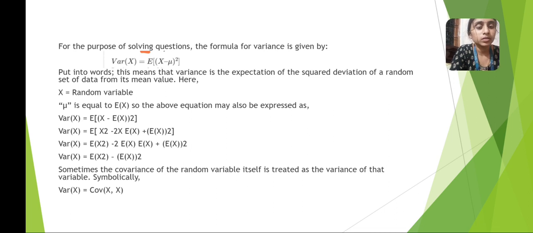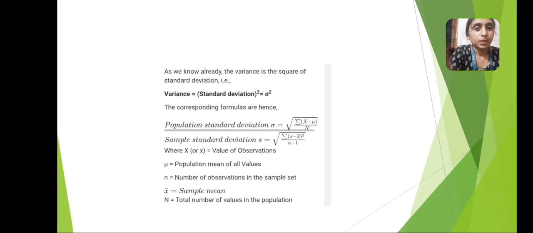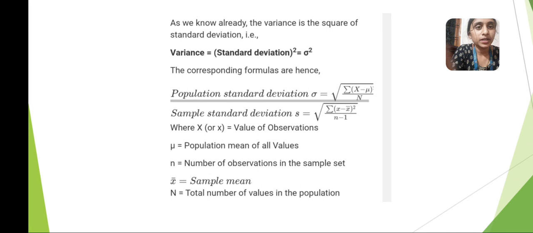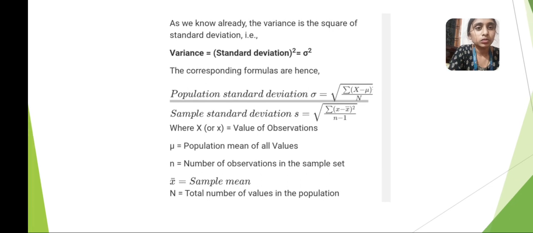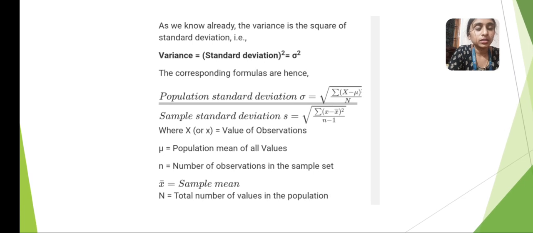Sometimes the covariance of a random variable with itself is treated as variance. Symbolically, variance equals covariance of X comma X. If both the arguments of the covariance are the X variable, then it is also equal to the variance. As we know already, the variance is the square of standard deviation. Variance equals sigma square, standard deviation whole square. Sigma is the standard deviation.